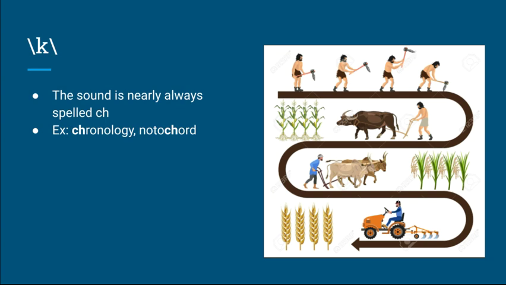Next, we have the K sound. The K sound in Greek is almost always spelled CH. For example, chronology or notochord. So the K sound is almost always spelled CH.